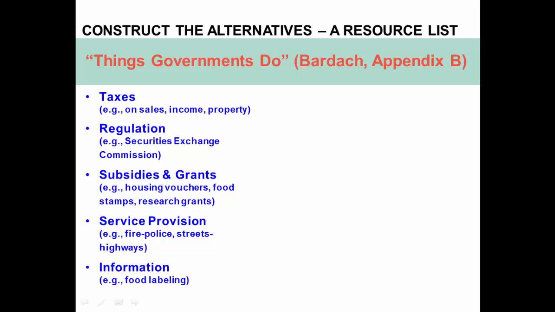Information is a separate category that Bardak provides us regarding things governments do. And a good example to bear in mind is to think about the ways in which food is labeled, the minimum requirements for food labeling, and the requirement that food labels be uniform.